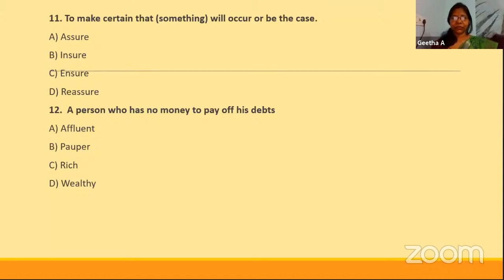Right. So we'll look into the options, I mean the answers. Yes, ensure. To make sure that something will occur, definitely it will happen. To ensure that it happens. So that is what usually. Ensure is again insurance.